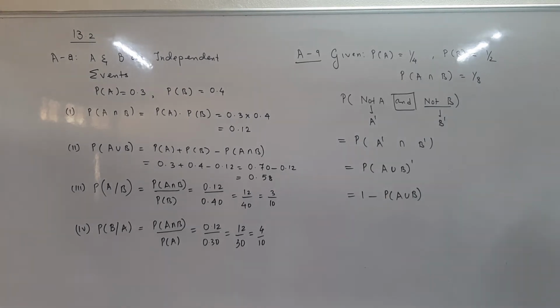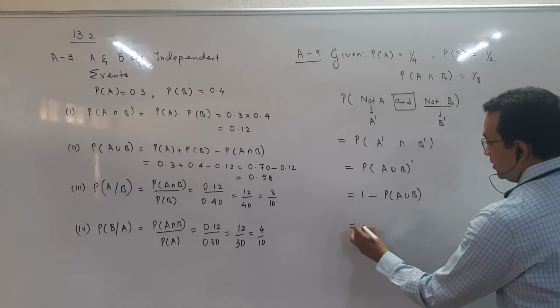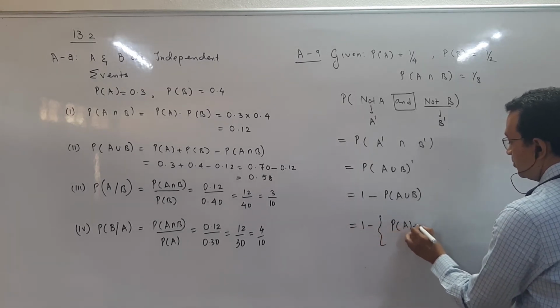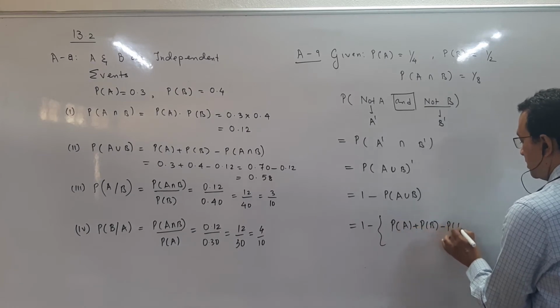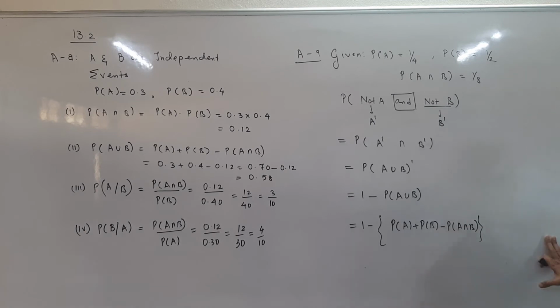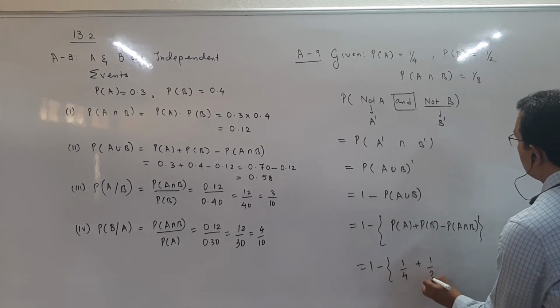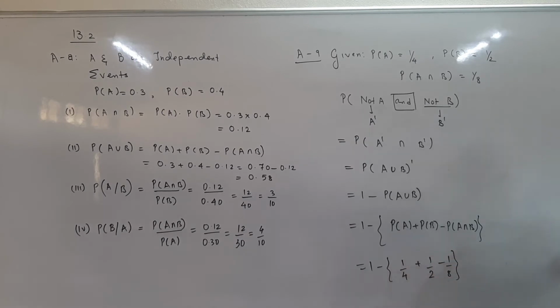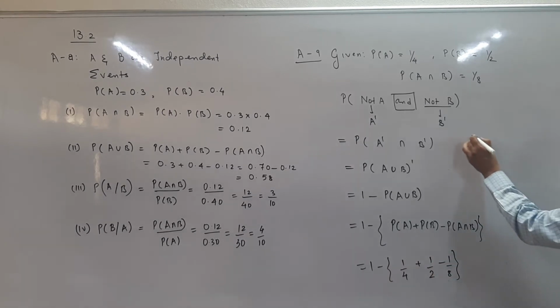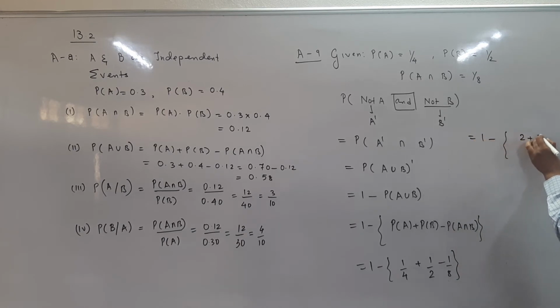Now P of A union B will be equal to P of A plus P of B minus P of A intersection B. So this is 1 minus 1 by 4 plus 1 by 2 minus 1 by 8. So if I simplify by taking 8 as LCM, 2 plus 4 minus 1 on 8. So this is 1 minus 5 by 8. So this is 3 by 8. This is our answer.